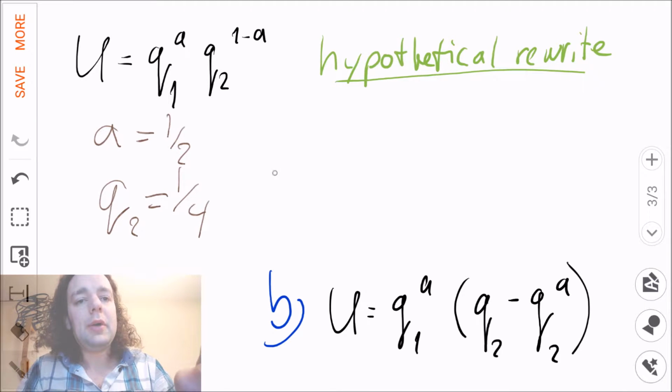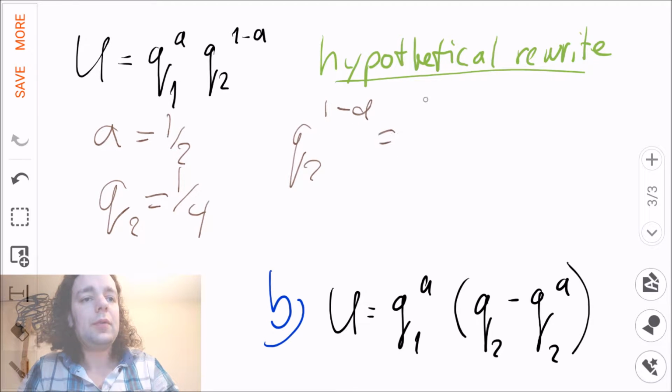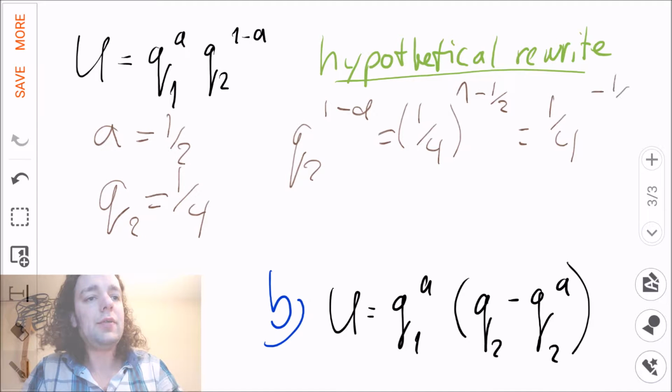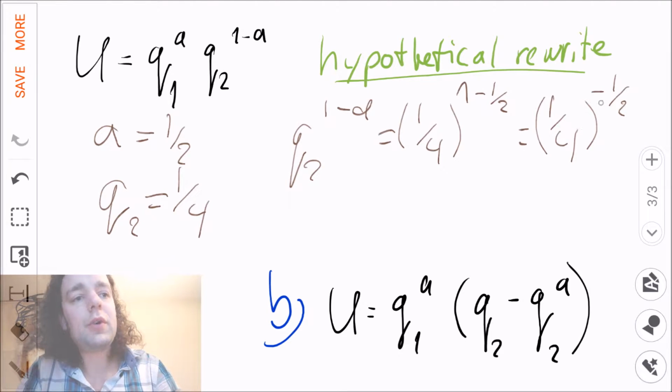If I make this part, q2 to the power 1 minus a, we'll rewrite that into numbers. So q2 is now 1/4. 1/4 in brackets to the power 1 minus a half. 1 minus 1/2 is actually similar to 1/4 to the power 1/2. Okay, put it into brackets again. 1/4 to the power 1/2 is equal to 4 to the power minus 1/2.